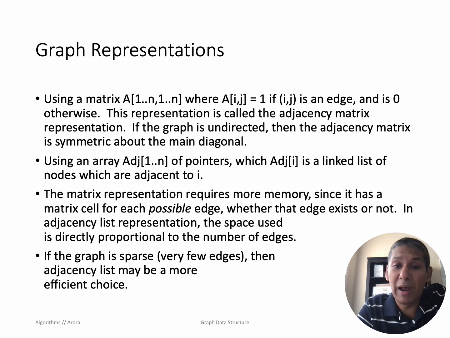And most graphs that you will come across will be sparse. That means the number of edges will be very few. Then an adjacency list may be a better, more efficient choice. And like I said, there are many other representations as well. These two are a little bit of two extreme representations.